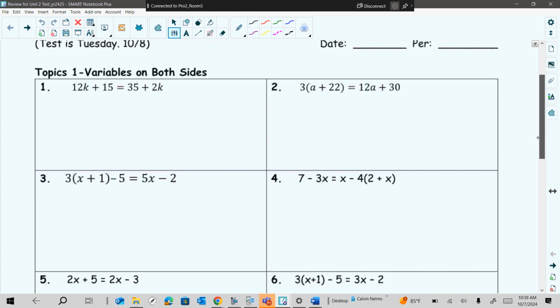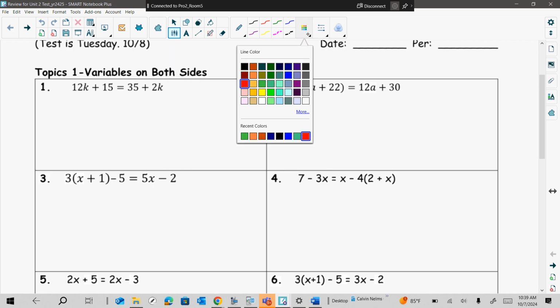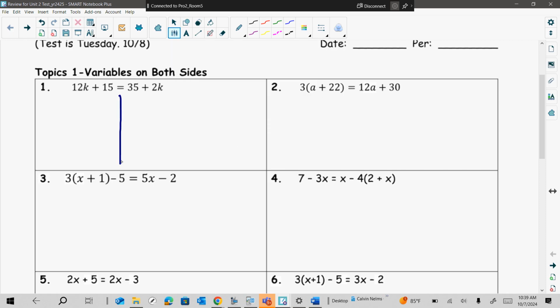Like I said, we're going to focus on the odds, the left side. One of the topics is solving equations with variables on both sides. If you need to, draw your line to keep your work balanced. Showing all the steps, the correct steps will give you partial credit.